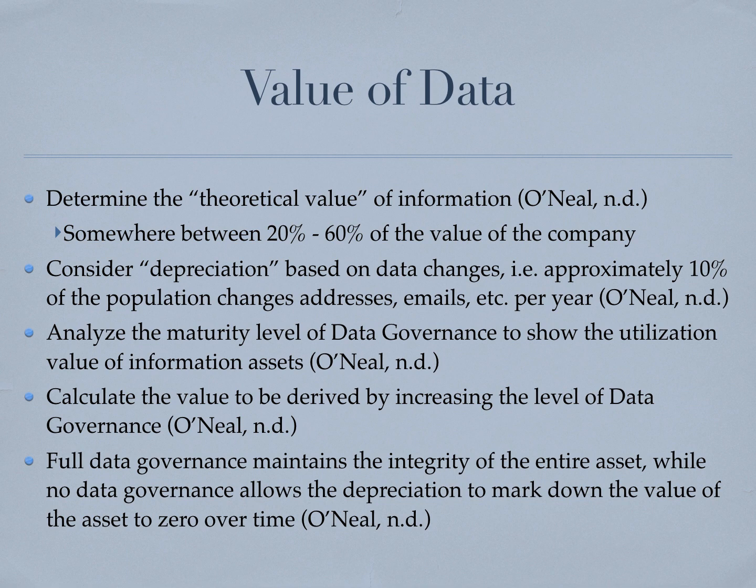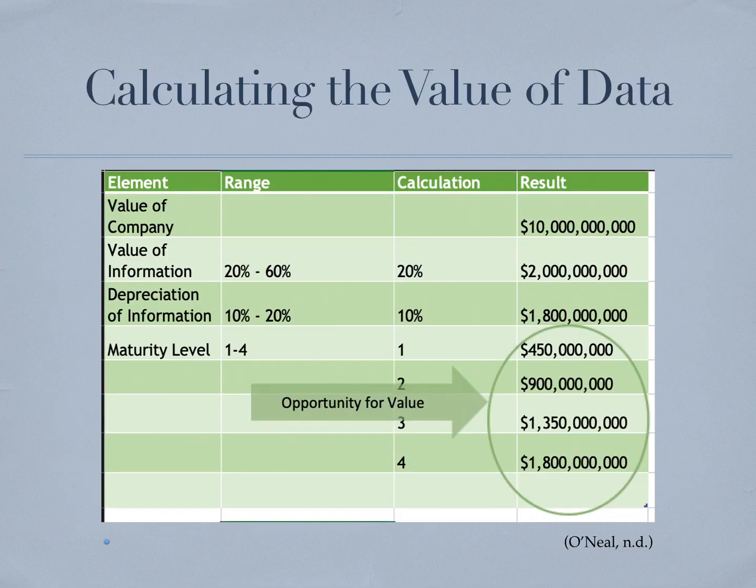Approximately 10% of the population changes addresses, emails, etc. per year. Analyze the maturity level of data governance to show the utilization value of information assets. Calculate the value to be derived by increasing the level of data governance. And then the full data governance maintains the integrity of the entire asset, while no data governance allows the depreciation to mark down the value of the asset to zero over time.